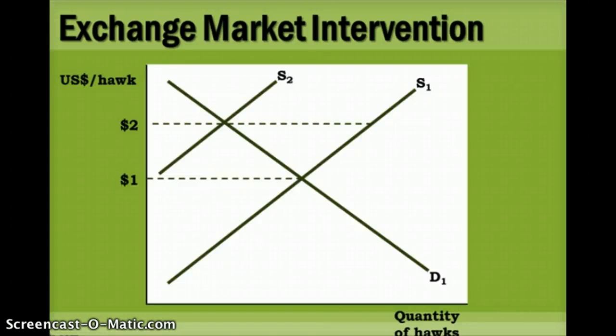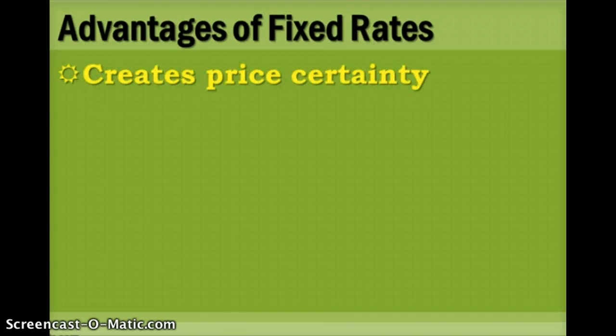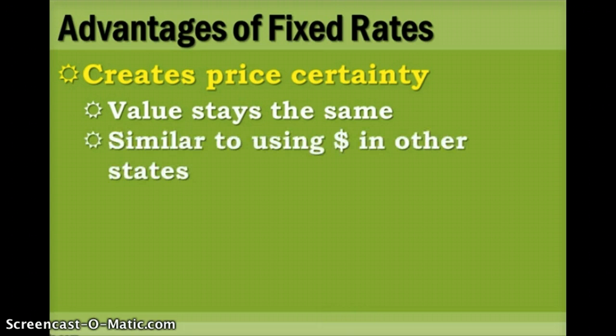So what are the positives and the negatives of fixed exchange rates? On the positive side, it creates a degree of price certainty. So there's not this fluctuation. The value of your currency will always stay the same, because you're constantly working to manipulate the market to keep the price exactly at whatever the price is that you've decided you want it to be.